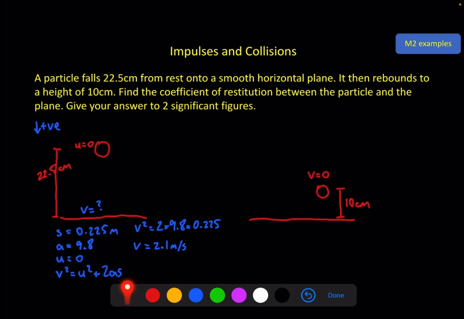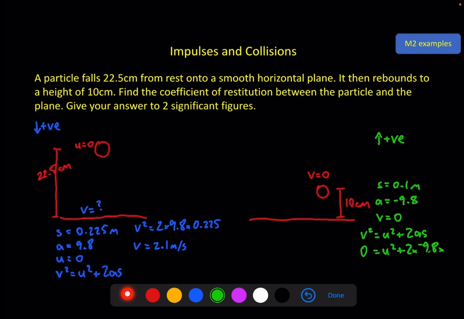So I need a completely separate calculation over here to work out what is u in this situation, although it's a very similar situation. We've got s is equal to 0.1 meters, a is equal to minus 9.8, because in this situation I'm taking upwards to be positive, v is equal to 0, and u is what we want, but it's the same formula. v squared equals u squared plus 2as. We have 0 equals u squared plus 2 times minus 9.8 times 0.1, which gives us a final answer of u as 1.4 meters a second.